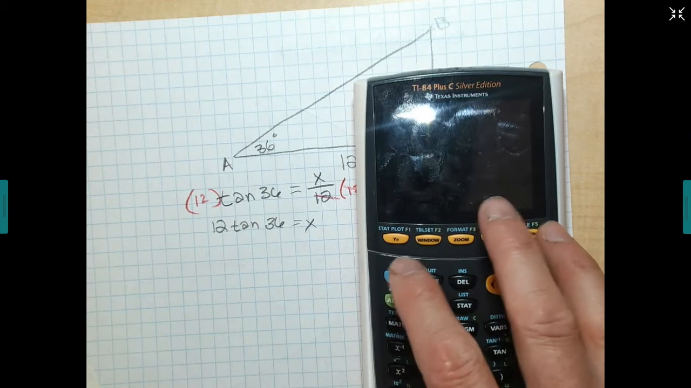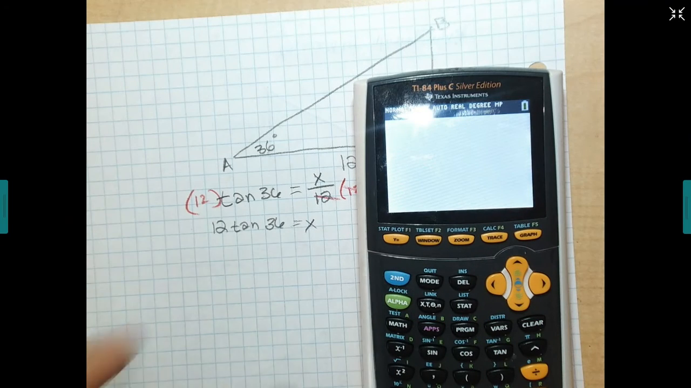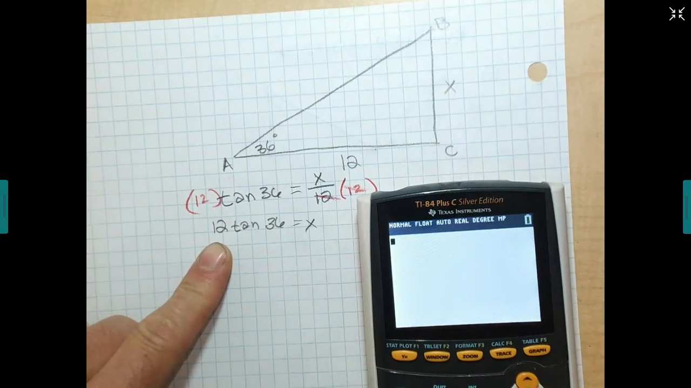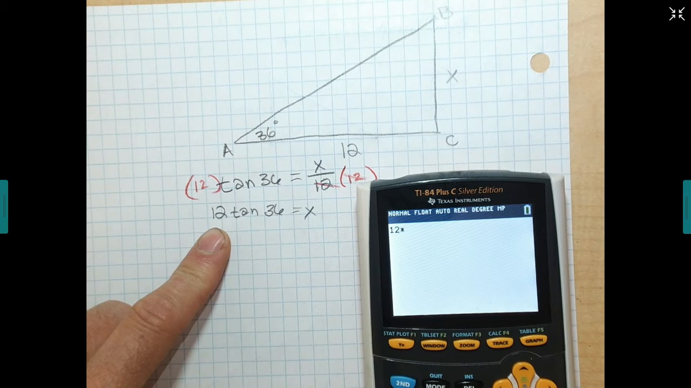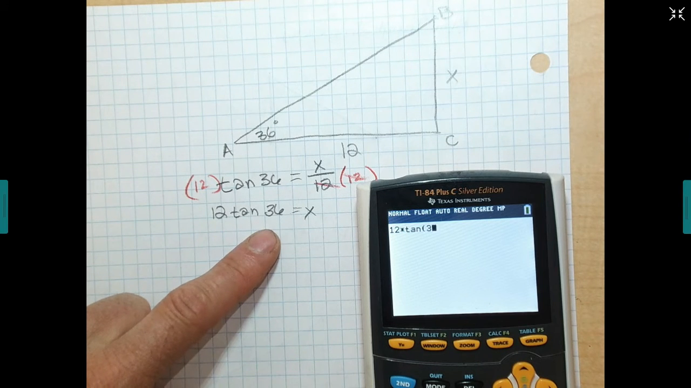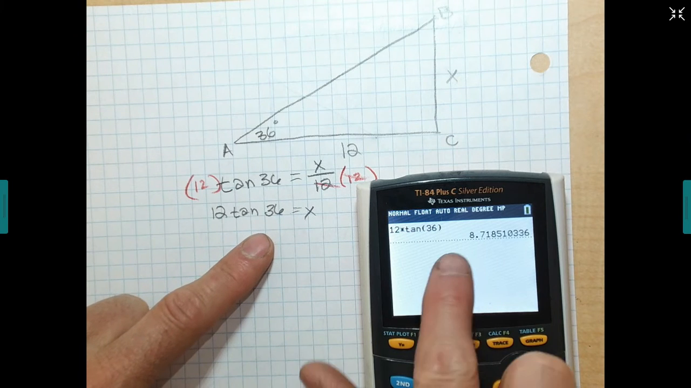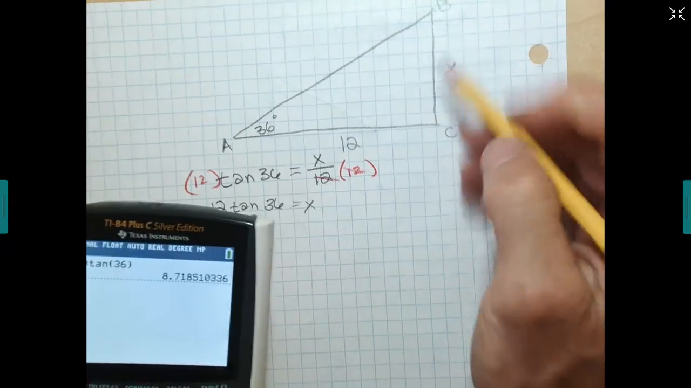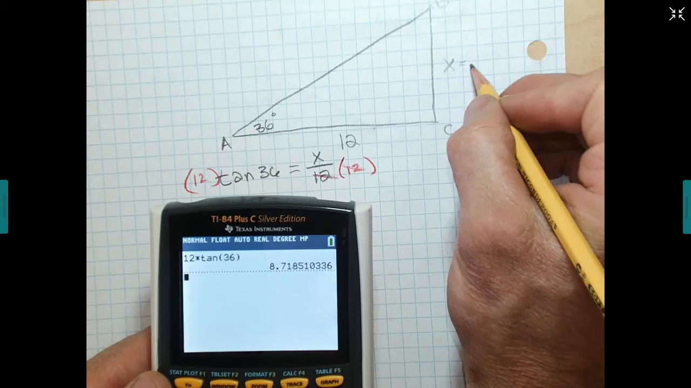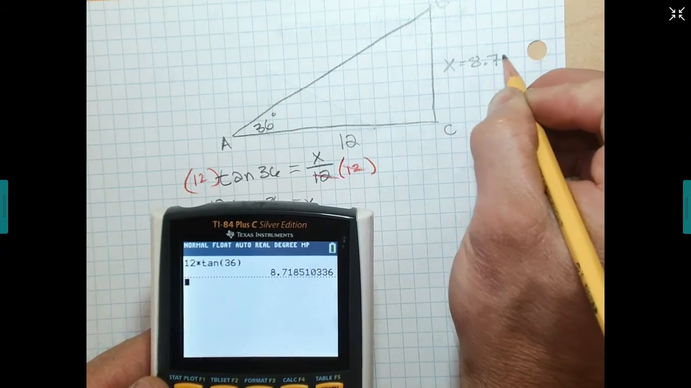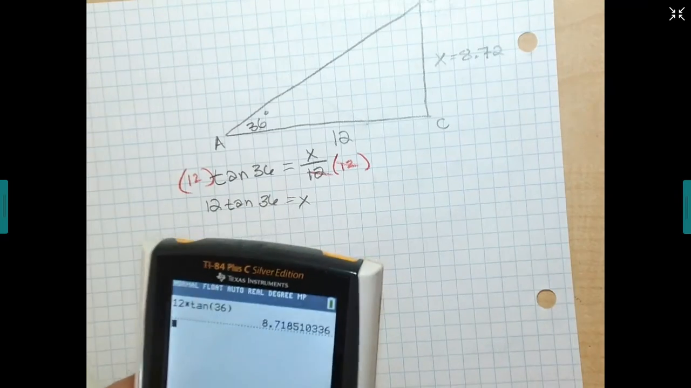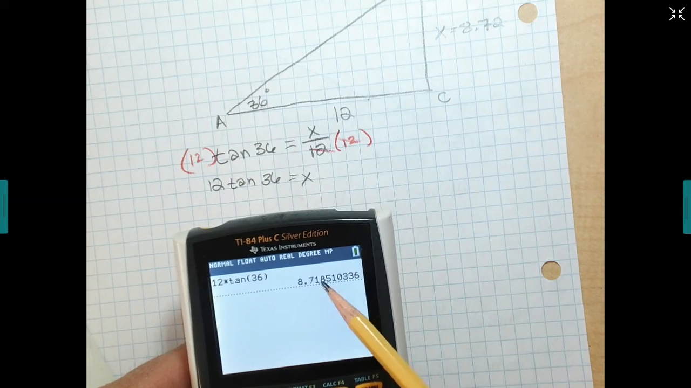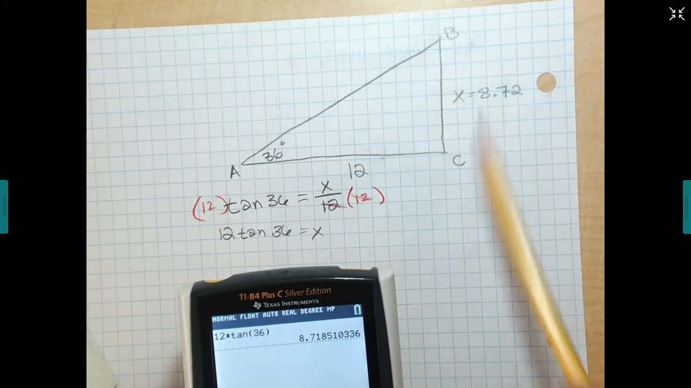So let's go back to the start, and all we have to do is input 12 times tangent 36, and we will find out what x is. So 12 times the tangent of 36, 8.718. So we'll say x equals 8.72. That's how we use tangent in a calculator to find the length of this side.